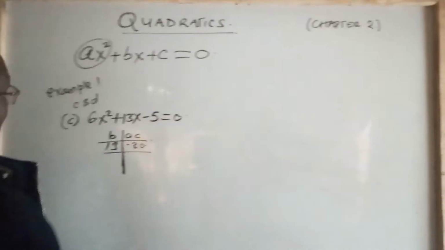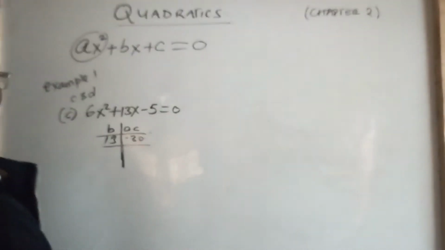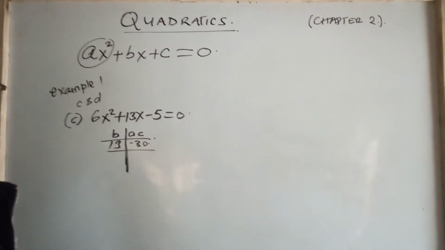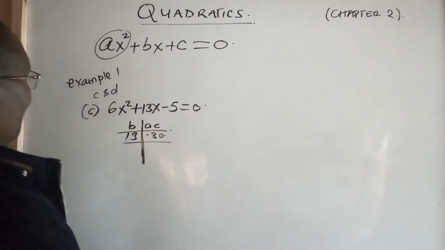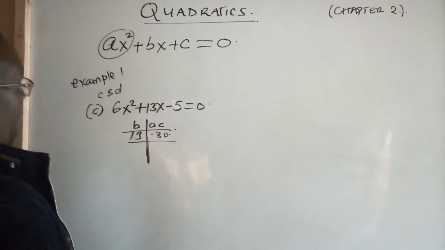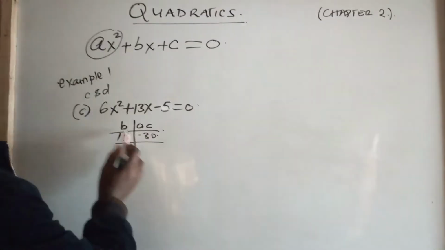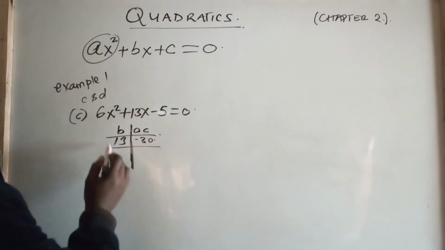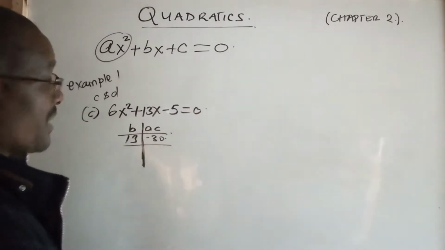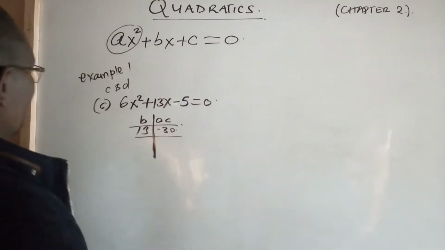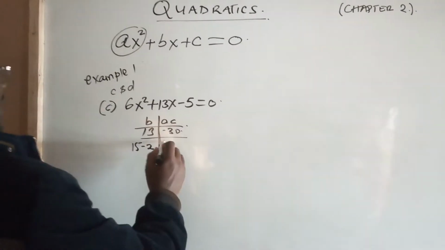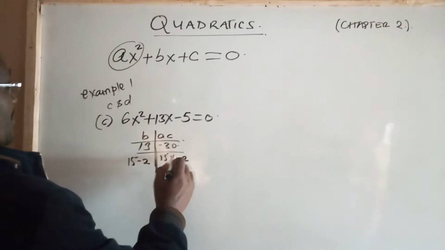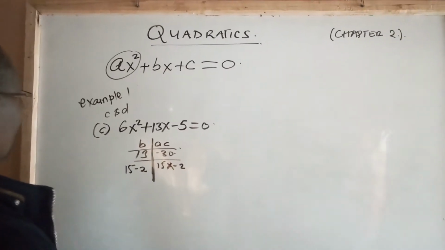Two numbers you multiply, they give you negative 30, and you add, they give you a positive 13. It goes without saying, one is a negative, another one is a positive, and the one with a positive sign is bigger than the one with a negative sign, such that when you add them up, you'll be left with a positive 13. So this is simply 15 minus 2. And 15 times minus 2, as you can see, gives the product.